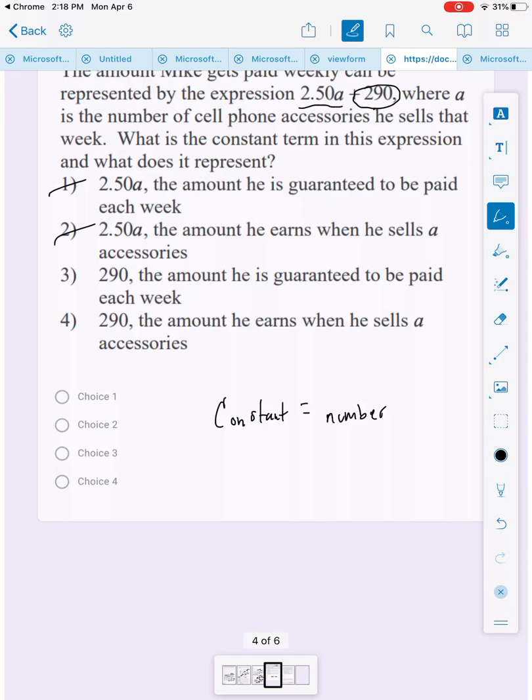Now, 2.5A represents the accessories he sells multiplied by $2.50, which makes me think he gets paid an additional $2.50 for every accessory he sells. But Mike would be foolish to not get paid money guaranteed every week. Right? He wants a wage. The 290 should represent this guaranteed amount of money he gets paid each week. Nothing's going to change that 290. No variable is going to mess with it. So the variable is not attached to it, meaning it's just a number. It's the amount of money he's getting paid. All right, so choice 3.